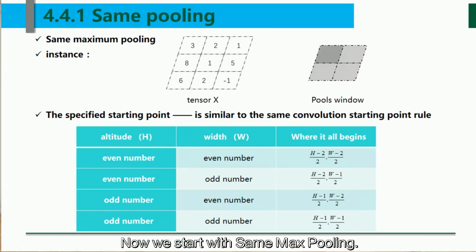Now we start with same max pooling. Just like same convolution, its biggest feature is that the input and output feature maps have the same dimension. To achieve this, we add padding when the pooling window goes beyond the input edges, and the window's starting point follows the same rule as same convolution. You can check the table on the slide for starting points of different input heights and widths.